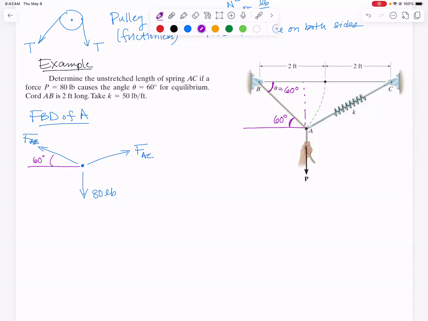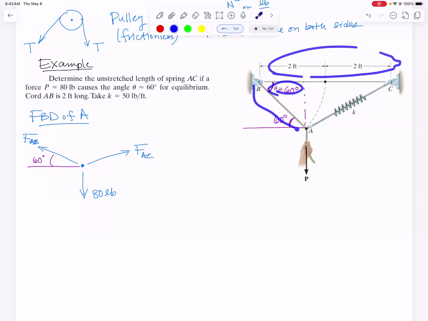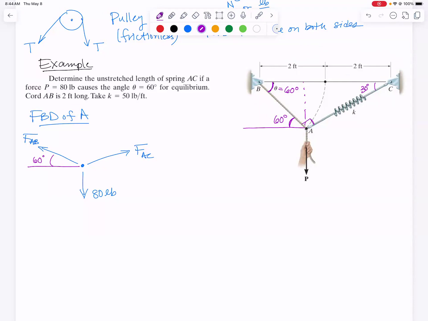Now we need to figure out the orientation of that spring, AC. There are a couple of ways to do it. So what we know is we have a triangle where we know one side is 4 feet long. This rope we're told is 2 feet long, and that angle is 60 degrees. You can use law of cosines on this. We know a side, we know an angle, and we know another side. This turns out it's actually a 30, 60, 90 triangle, and this one is a right angle.